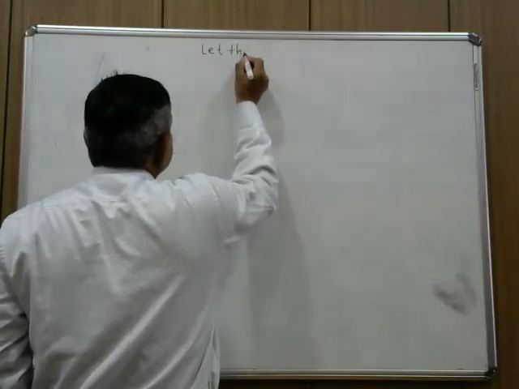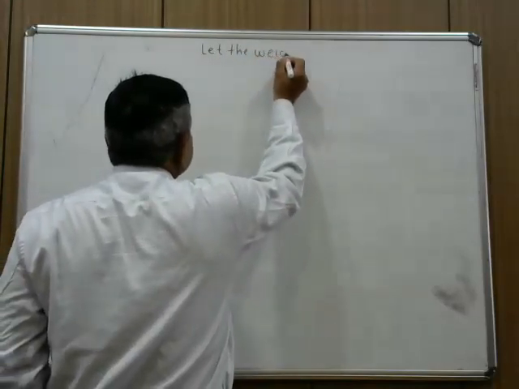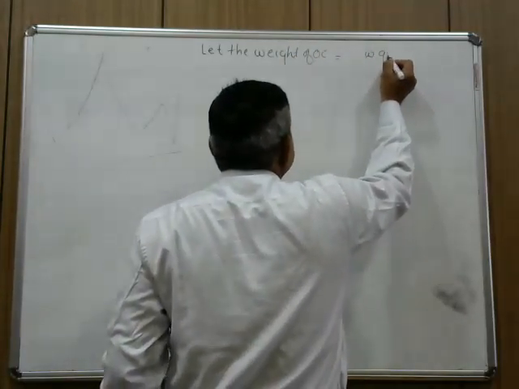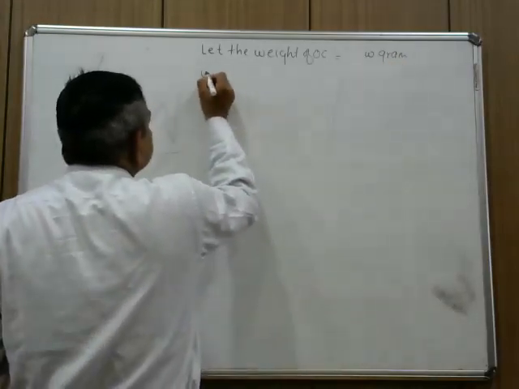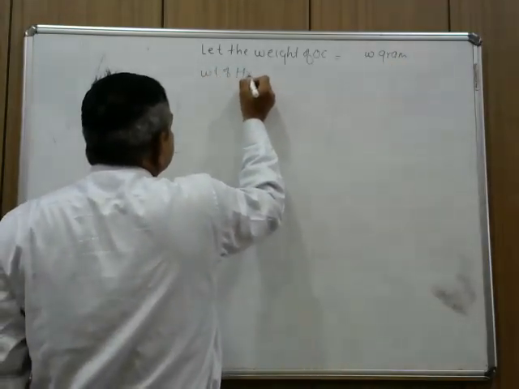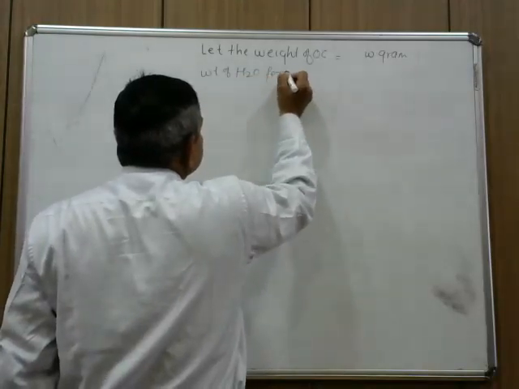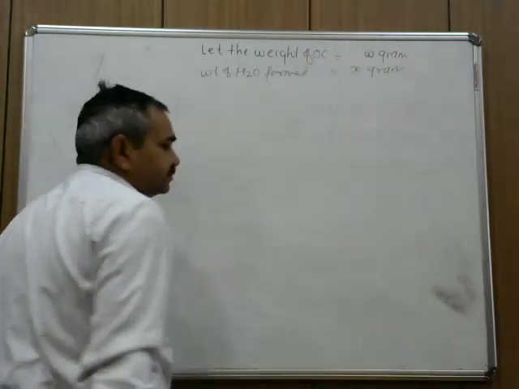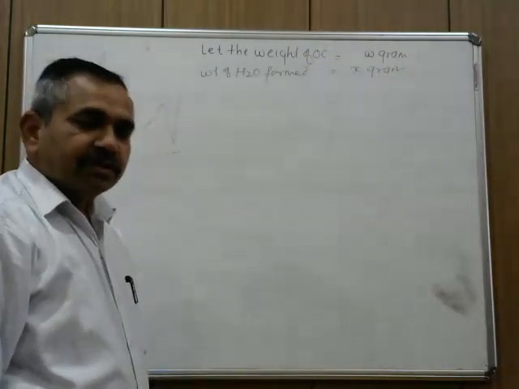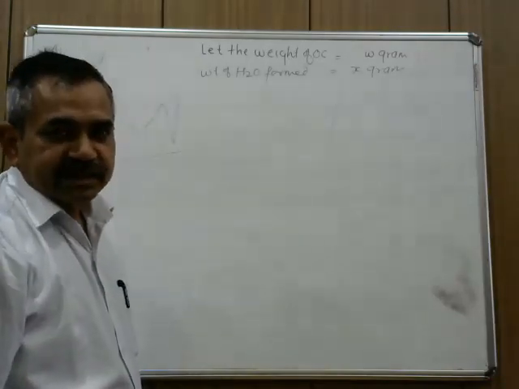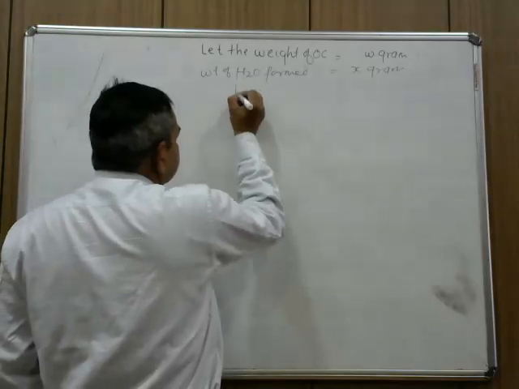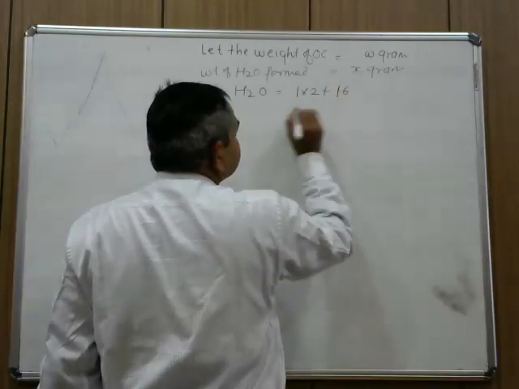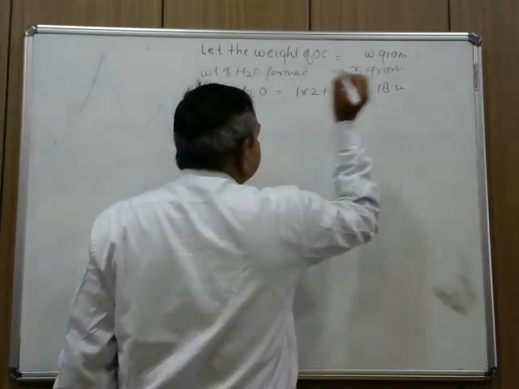Let the weight of organic compound be W gram, and the weight of water vapors formed be X gram. Now once we apply the mole concept, H2O is 1 into 2 plus 16, that is 18 u.